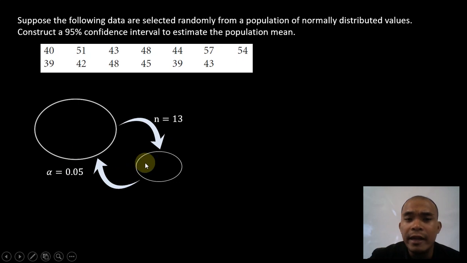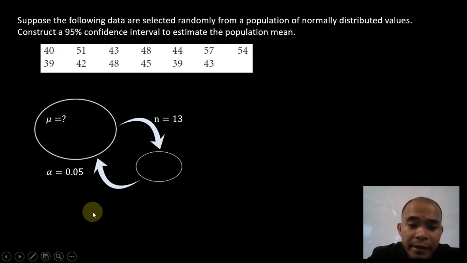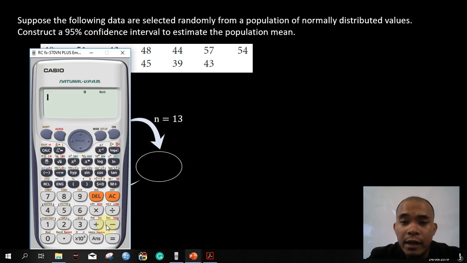So in this particular case, this kind of problem, we have to use the t distribution here. So we have to get the sample mean, and we have to get the population mean. So we have to solve the sample mean. How are we going to do that? It's very simple. We have to maximize the use of your calculator now. So how do we input this value here?